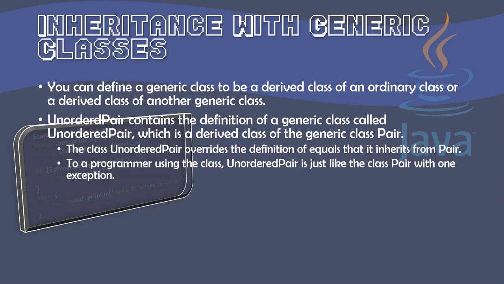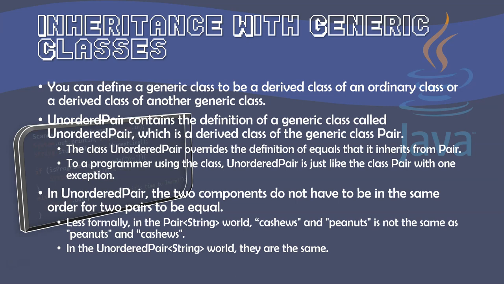The class unordered pair overrides our definition of equals that it inherits from pair. And as a programmer using the class, you'll see unordered pair is just like the class pair, but with one exception. In unordered pair, the two components do not have to be in the same order for two pairs to be equal. Let's say in the pair string world, we use cashews and peanuts. We'll say that is not the same as peanuts and cashews. However, in the unordered one, because in pair they have to be in exactly the same order, unordered pair, as long as you have peanuts and cashews as your two choices, doesn't matter which way they go, they're going to be considered the same.